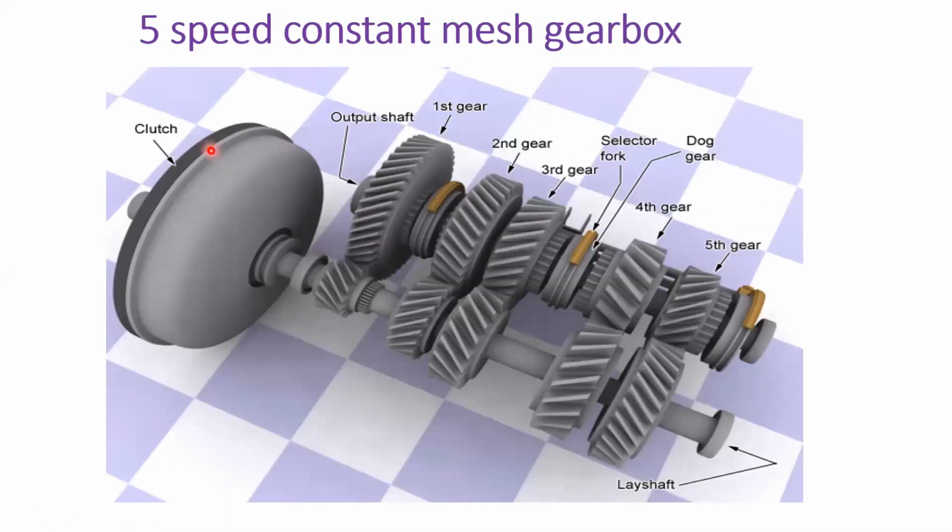And this is the 5-speed constant mesh gearbox, where you have a different layout, where you have the clutch. You have the first gear, second gear, third gear. You also have the selector fork to select the gears, and you have the dog gear as well. And you have the fourth gear and fifth gear as well. And the very important thing, you also have the counter shaft, the lay shaft here.